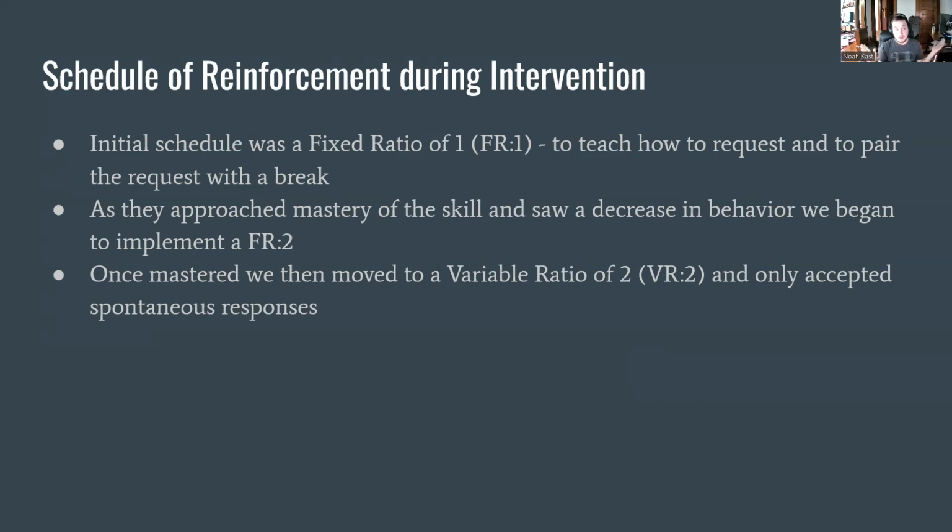Once mastered, we then moved to variable ratio of 2 and only accepted spontaneous responses. Again, we want to increase the likelihood of that behavior being evoked, as well as start to slowly fade the prompts out. So that's why we only accepted spontaneous responses and why we moved to variable ratio.